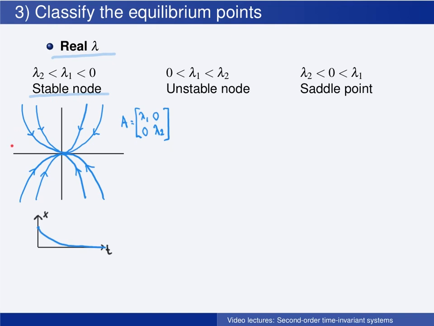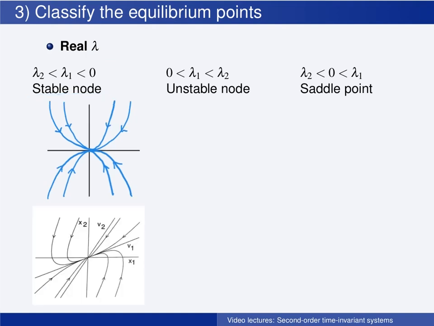So this is how the phase portrait will look like if you write the system in modal coordinates, that is, if the eigenvectors are along the coordinate axis. If they are not, then the phase portrait gets a little distorted, like we see here. Here, the eigenvectors are no longer along the x1 and the x2 axes, but instead we have one eigenvector v1 here and another one v2 here.